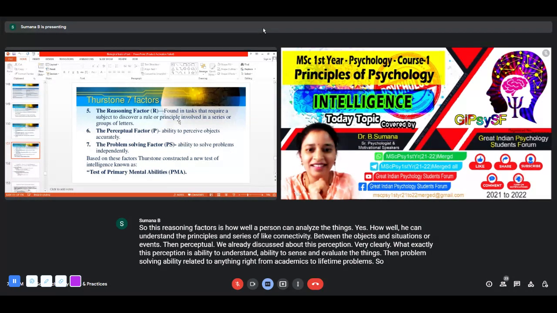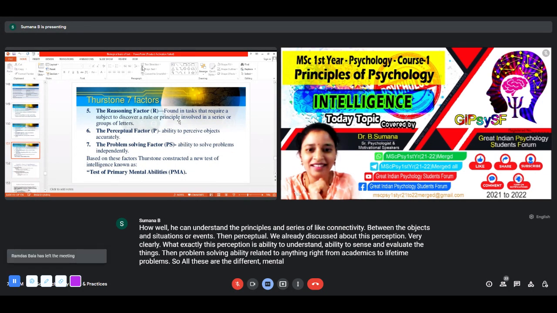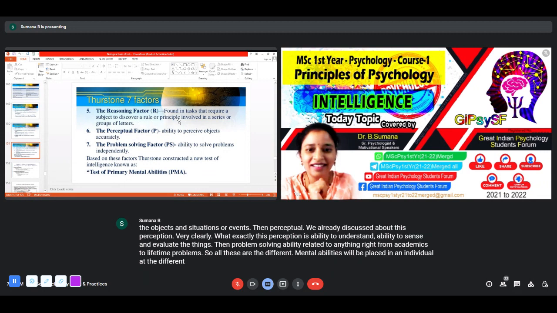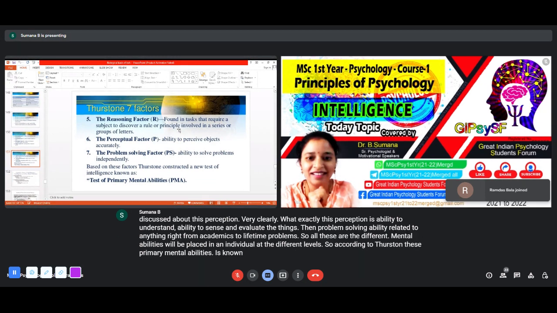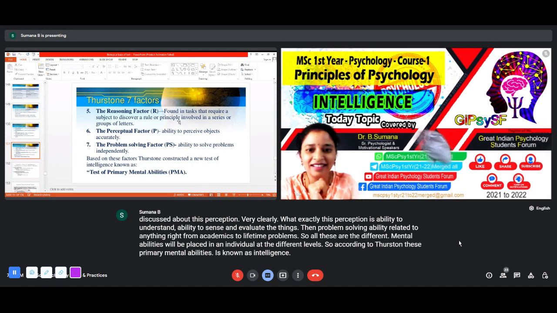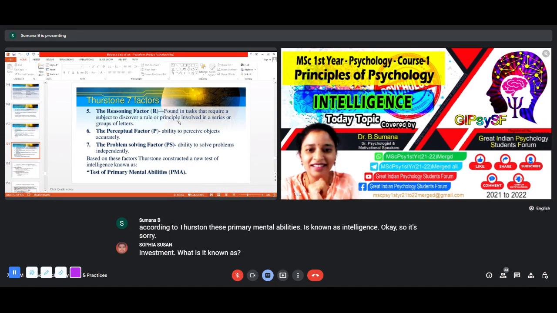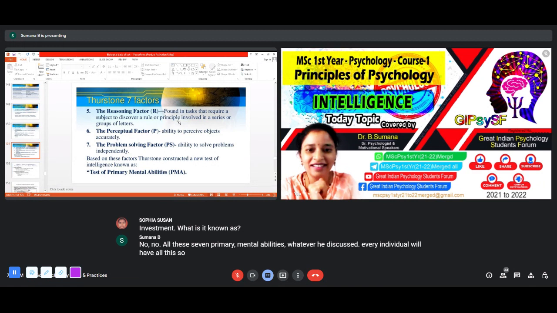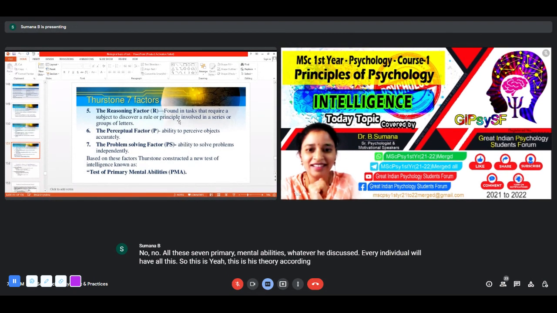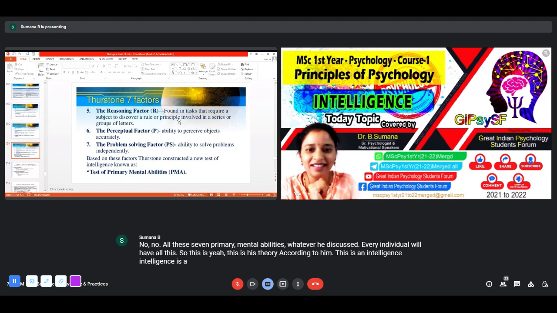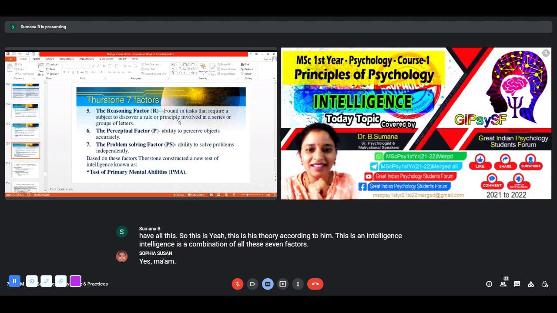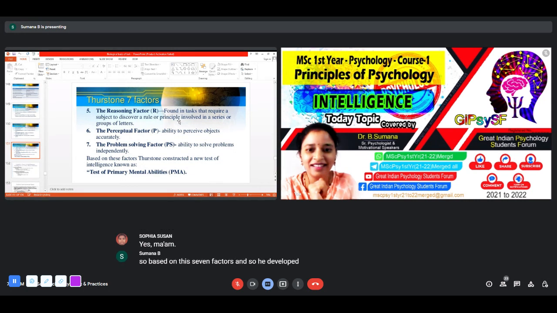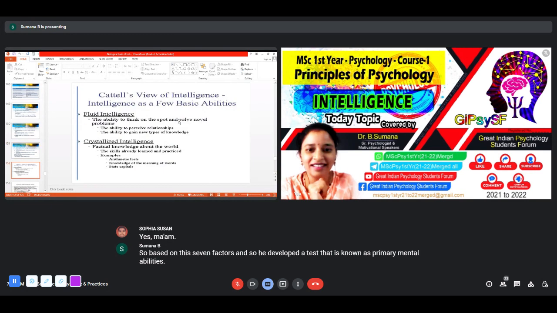All these different mental abilities are present in an individual at different levels. According to Thurstone, these primary mental abilities are known as intelligence. All these seven primary mental abilities, every individual will have. According to him, intelligence is a combination of all these seven factors. Based on these seven factors, he also developed a test known as the Primary Mental Abilities test. Then the next intelligence theory is Cattell's intelligence theory.